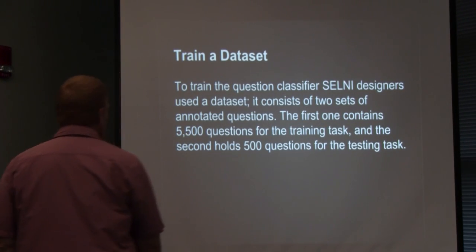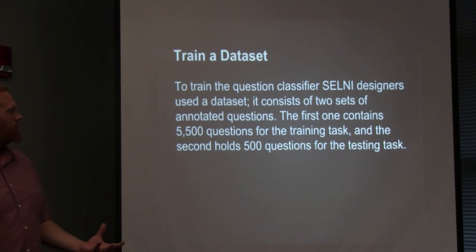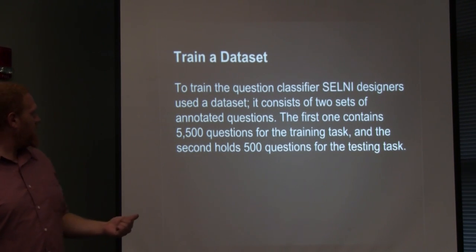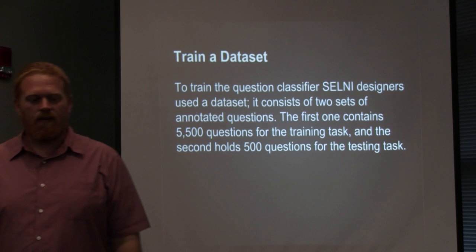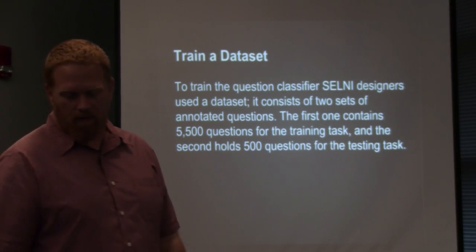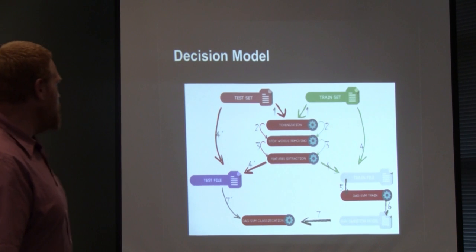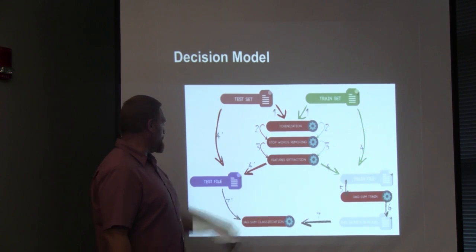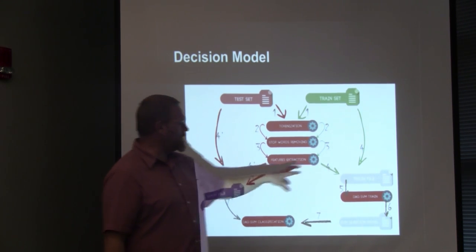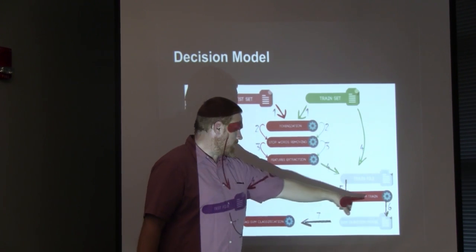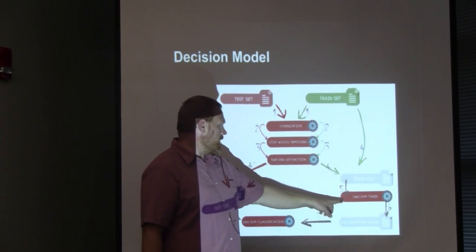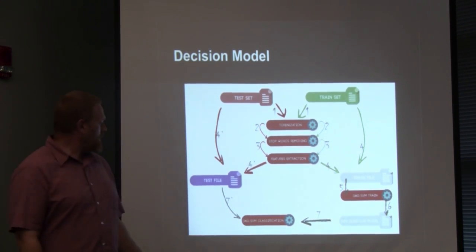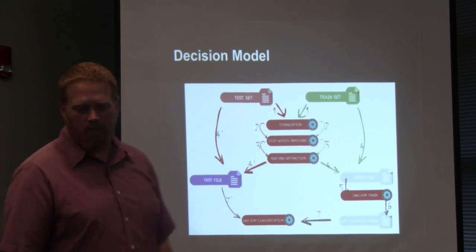So the first step in using support vector machines is to train the classifier, because it is a machine learning technique. In this case, they used a training set of 5,500 questions and 500 questions for the testing. Both the test set and the train set go through tokenization, removing of stop words and feature extraction. You end up with a test file and a training file, and then we do the directed acyclic graph training. Then you come up with a question model, and you can do your question classification from the test file and the question model.